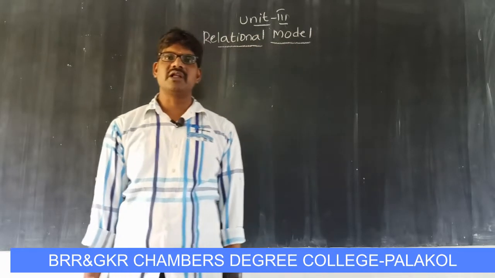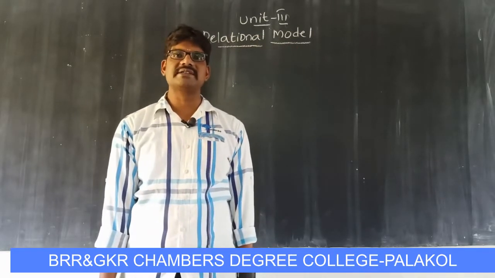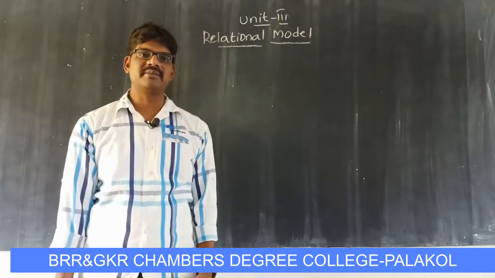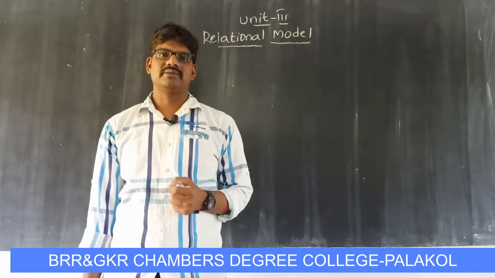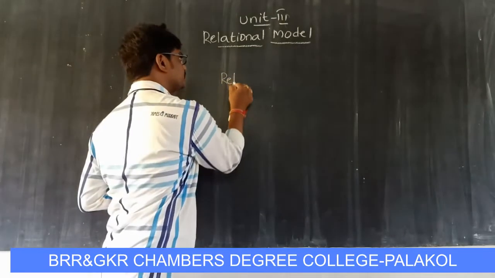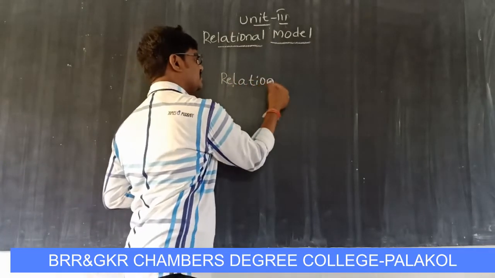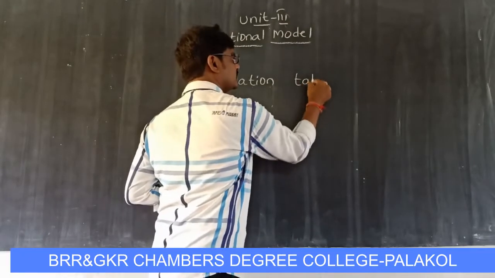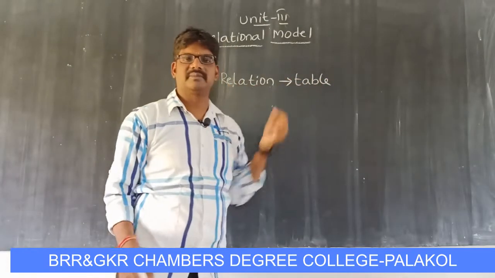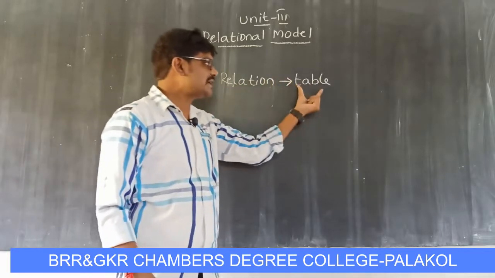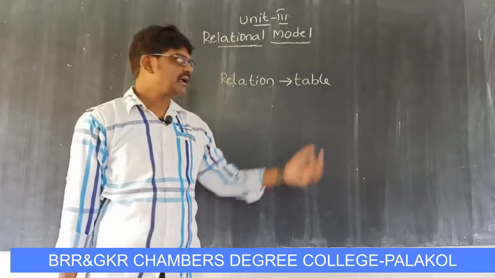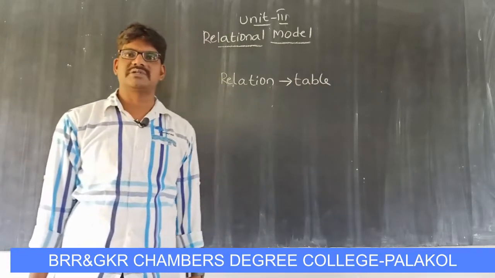The relational model represents the database as a collection of relations. A relation is nothing but a table. Here, relation means table. So another meaning of relation is table. What is the meaning of a table? A table is nothing but a collection of rows and columns.